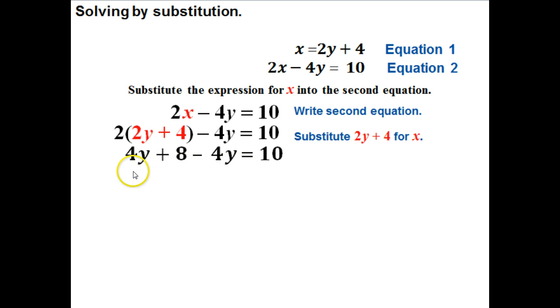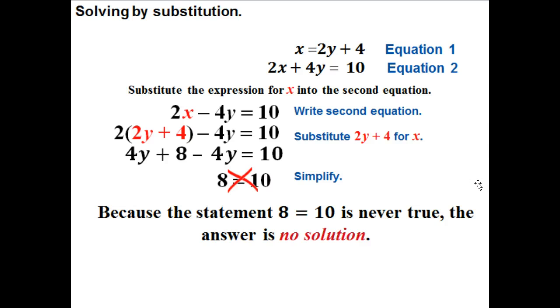Okay, well now that we've got this set up here, we notice that we have like terms on this side. I've got a 4y and a negative 4y. If I combine those two together, that gives me 0. That cancels those out. So now that leaves me with just plain 8 equals 10. Now we know that 8 does not equal 10. So because 8 does not equal 10, our answer on this one is going to be no solution.